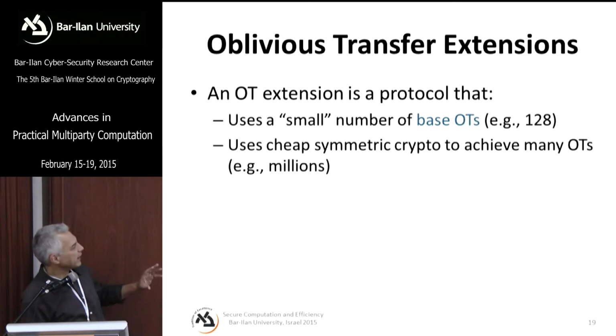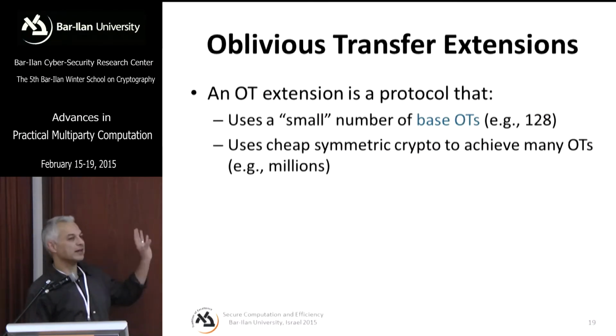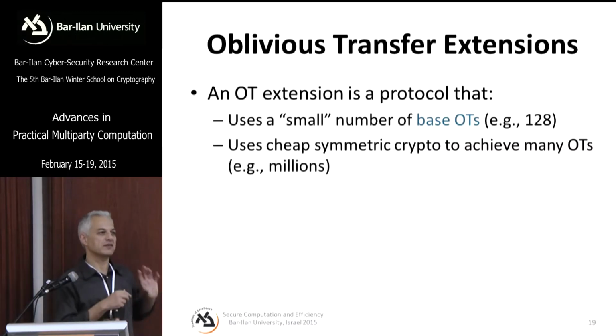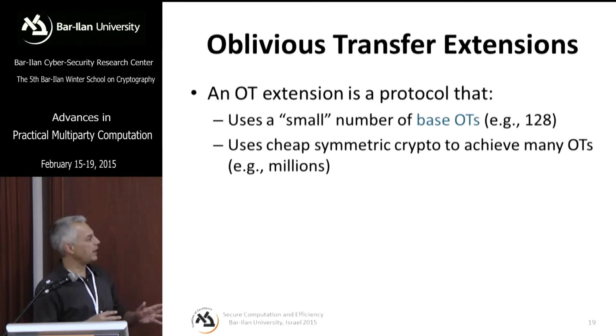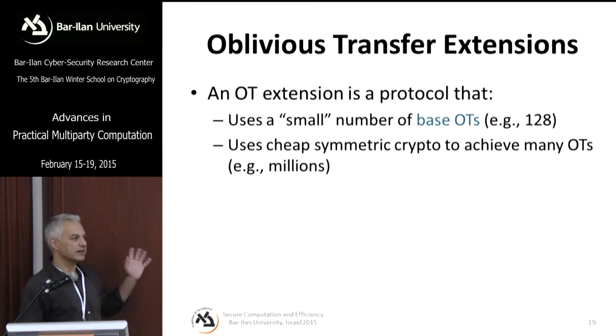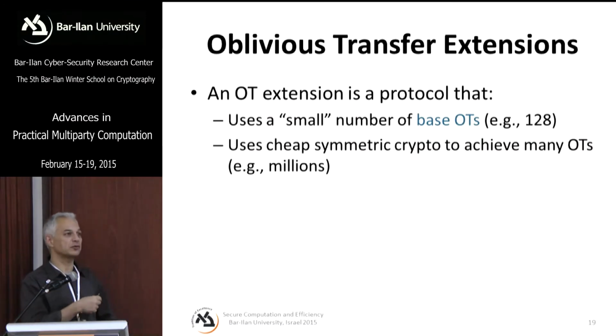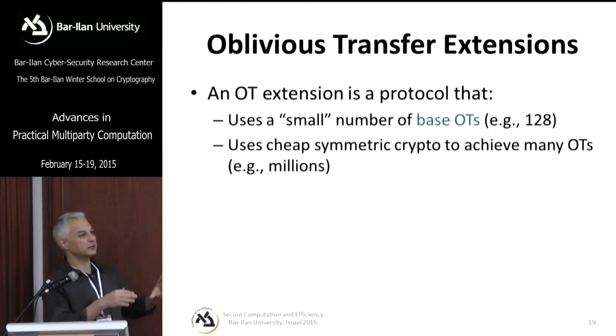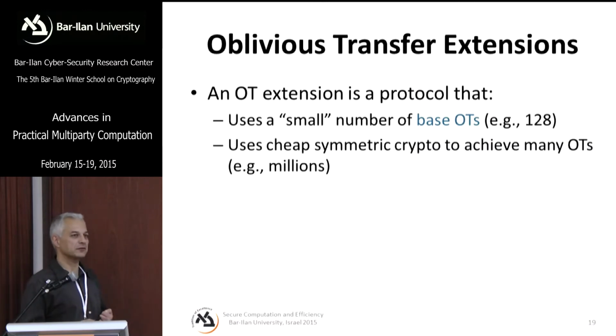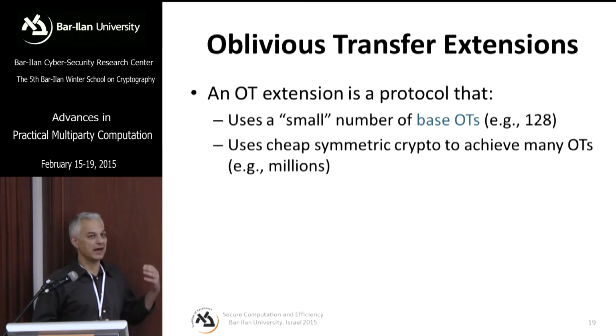And the numbers are something like, let's generate 128 or 80 real oblivious transfers. With these 128 real oblivious transfers, we can generate any polynomial number of oblivious transfers using symmetric key crypto alone. So we can generate millions or billions of oblivious transfers using symmetric key crypto alone. That's actually very nice. We'll have to do exponentiations, but only 128 of them times some constant. And then for the rest of the oblivious transfers, we'll be able to use symmetric key crypto alone. That's a very nice approach if we'll be able to implement it.